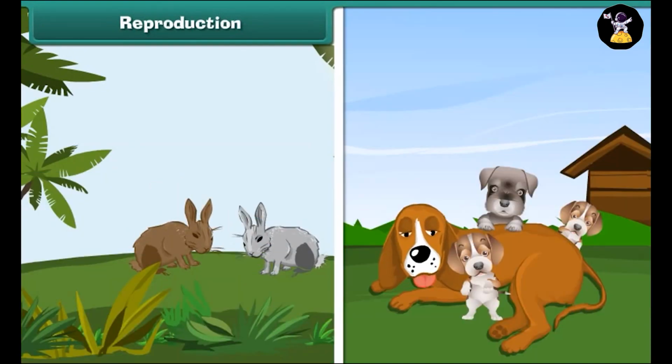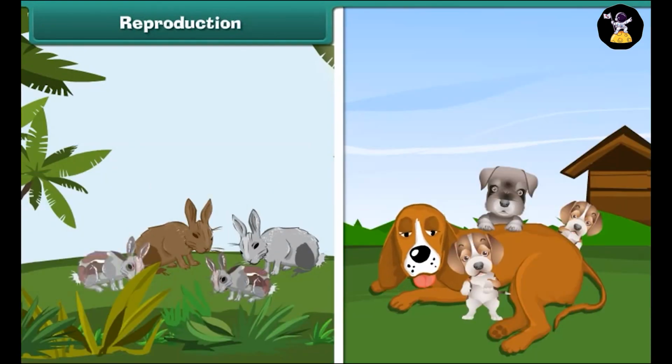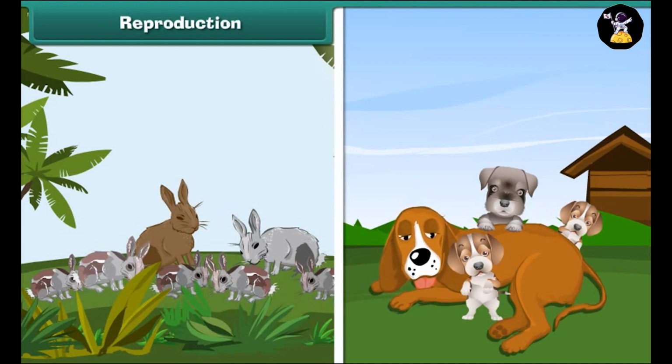Reproduction. All living things can produce young ones. This is called reproduction. Living things increase their number by reproduction. Photosynthesis.